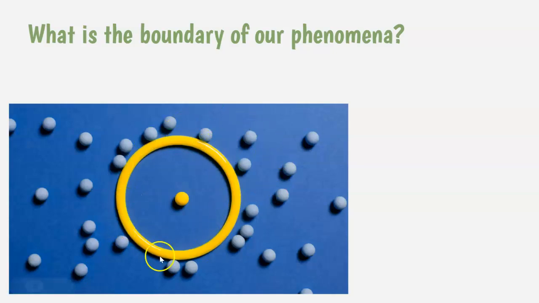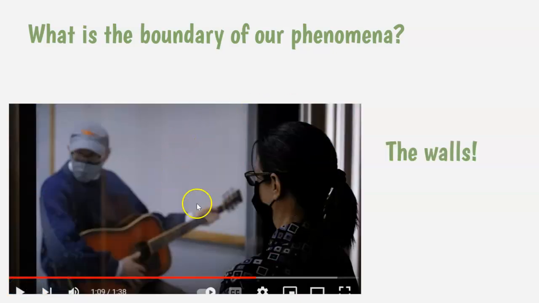So boundary here, this yellow circle is a boundary. So it's not letting things into or out of. It's like a fence. If we're thinking about the boundary of our phenomena, what was the boundary of our phenomenon? The boundary of our phenomena is the rooms that they were in, the walls. Because the room had walls, those are the boundaries of our phenomenon.